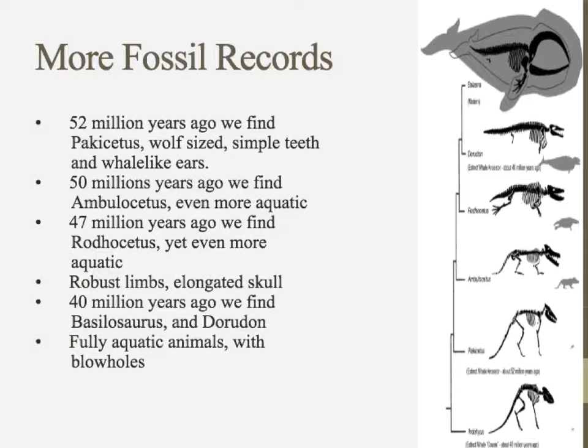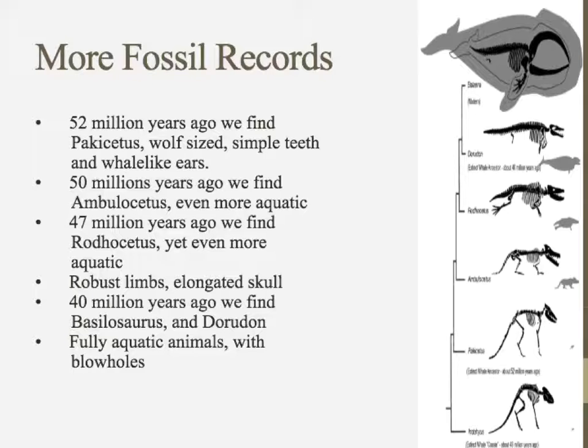After Indohyus, we find many more fossils that begin the tree to the modern whale we know today. 52 million years ago, we find a wolf-sized skull of an animal known as Pakicetus. More aquatic than Indohyus, it had simpler teeth and whale-like ears as well. Then 2 million years later, we find Ambulocetus, which means walking whale. This creature was bigger with an elongated skull and robust limbs. It probably spent most of its time in shallow waters, but could have waded around on land like a seal.